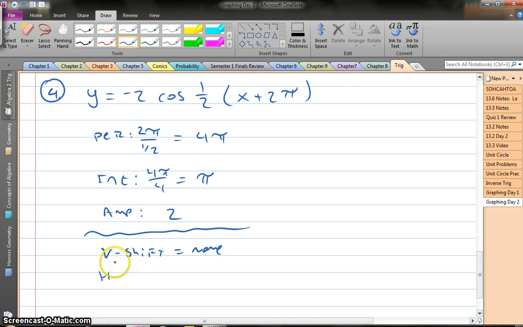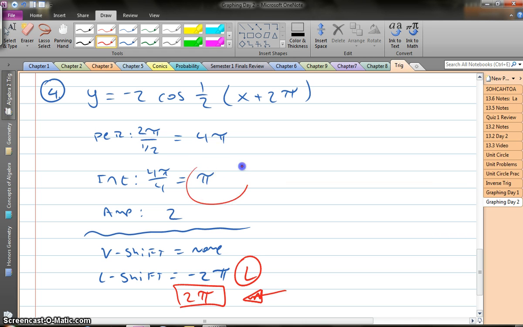And my lateral shift is the opposite of 2 pi, so negative 2 pi. So that tells me my graph is moving to the left 2 pi. Now, that's the tricky part. Okay, so I want you to graph and see if you can apply this. See if you catch how 2 pi is different with our interval being 1 pi. All right, so try to connect those two things.